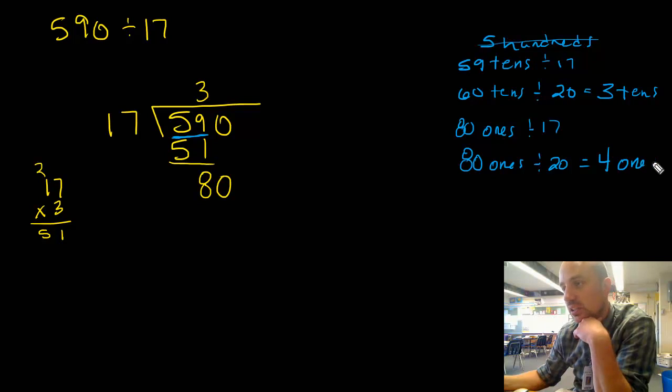And that's 4 ones. And so I'm going to put that 4 ones into my ones column. And I'm estimating 34.